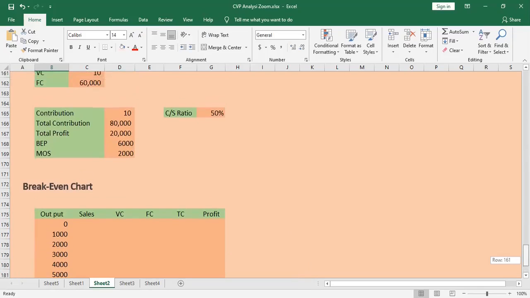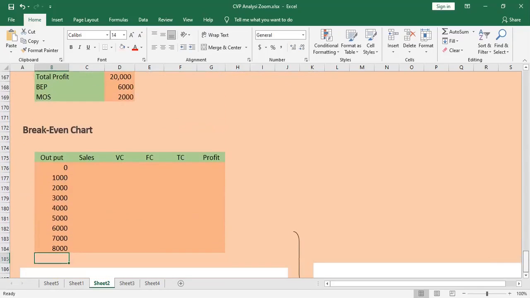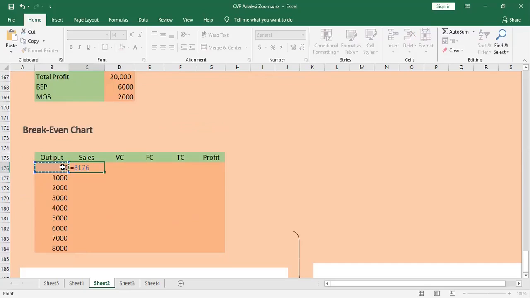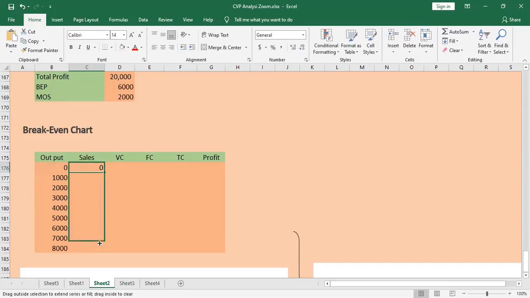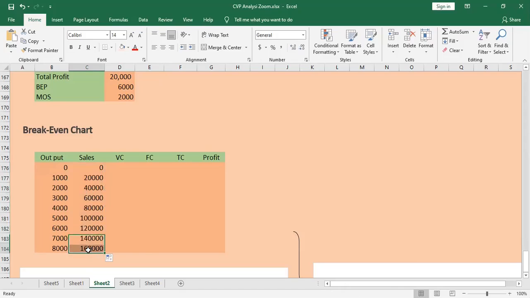And I know the sales price is 20 rupees. So when you are selling 0, you are not getting any sales value: 0 multiplied by 20 is 0. But when you are selling 1,000, you are getting 1,000 multiplied by 20. When you are selling 8,000, you are getting 8,000 multiplied by 20, that is 160,000 rupees. I hope that you understand the calculation. It's a fairly easy calculation. What I have done here is multiply the level of output by the sales price, so you are getting the total sales value.